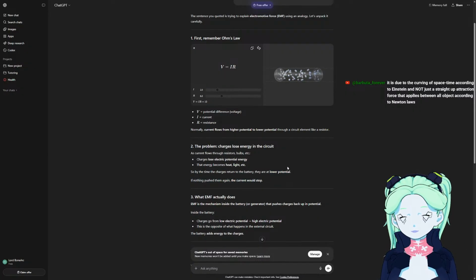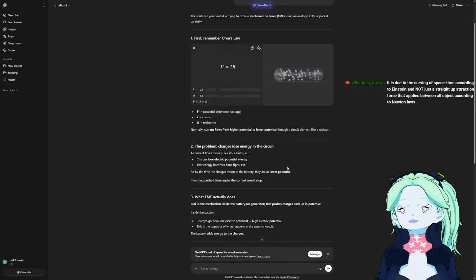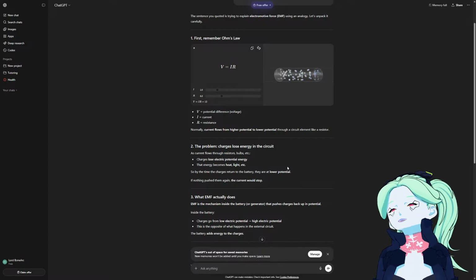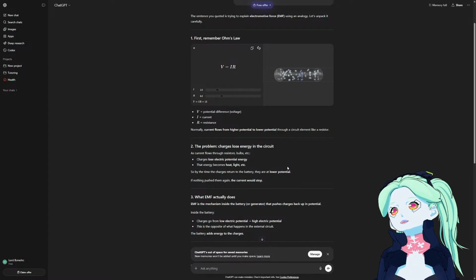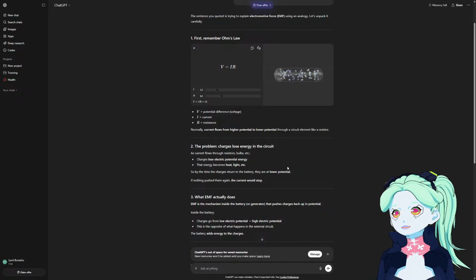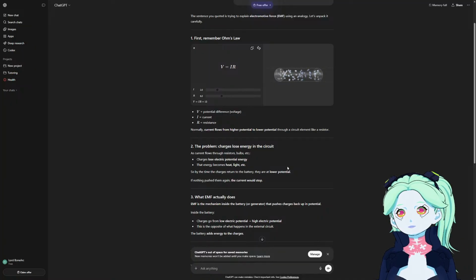Oh. It is due to the curving of spacetime according to Einstein and not just a straight-up attraction force that applies between objects. Yeah, like gravity bends space and time, I guess. That sort of thing. It bends the curvature of space, and that's basically why objects go down, because they're going into a hole in space. But that's still a field that generates a force, that leads to a force.